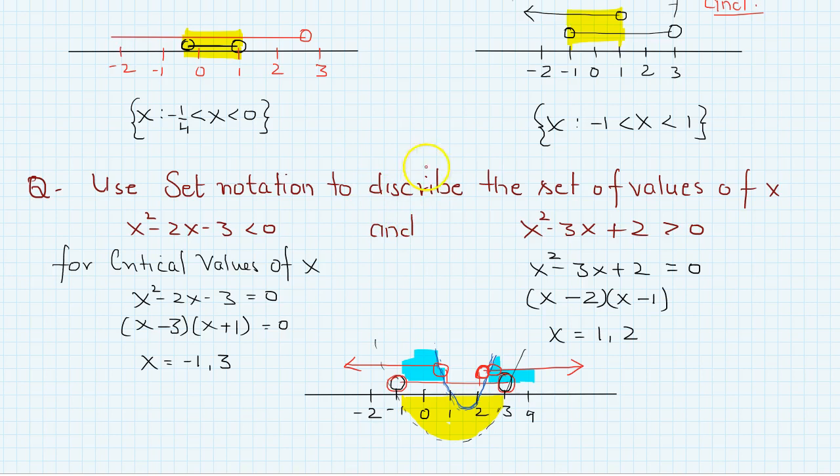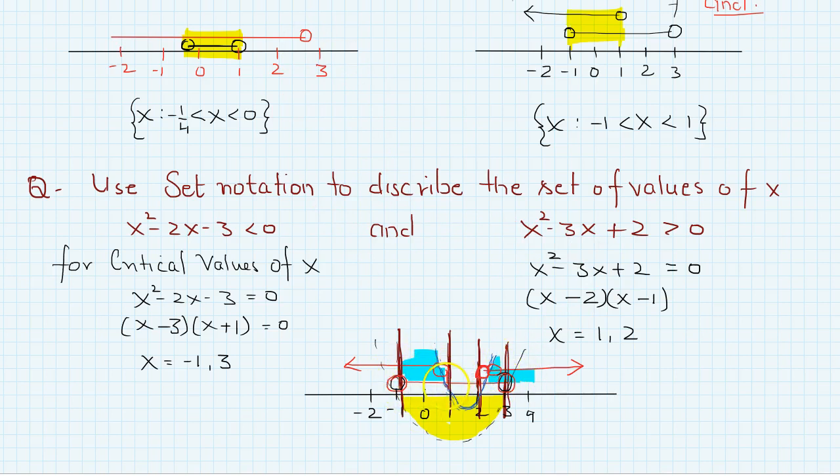So "and" means a common area. So where is the common area? We have two common areas. The first one is this one. This is the common area, and here from 2 to 3, this is the common area. Here we can see both the lines.